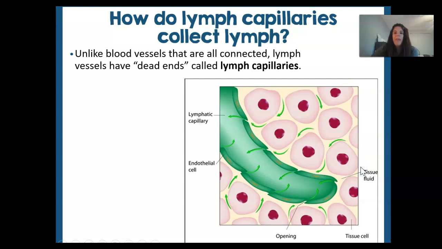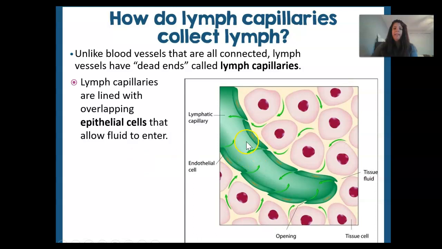So how do the lymph capillaries collect lymph? Unlike blood vessels, which are all connected together, our arteries merge into capillaries, which merge into veins, and we have this continuous loop. But lymph is a little bit different because the vessels have dead ends, which are called lymph capillaries. You can see here how the lymph vessel is going to stop. It's not going to continue on at some point.